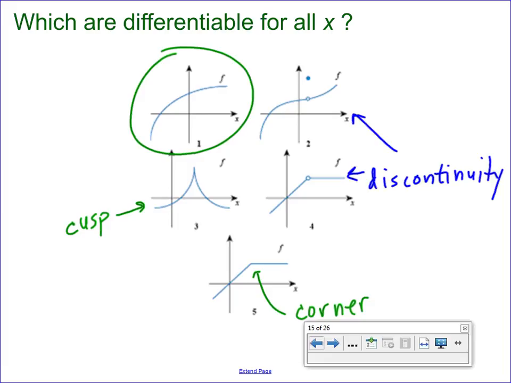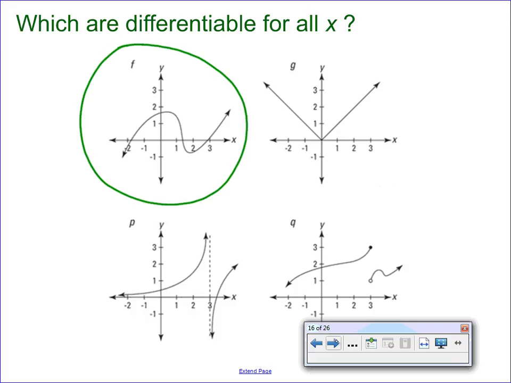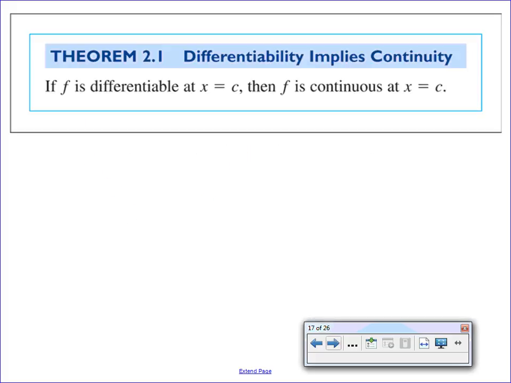And that's what made it not differentiable, right? For all x. Problems here: corner, discontinuity, right? An infinite discontinuity in this case, and a step discontinuity in that case. Great. All right. So if f is differentiable at x equals c, then it's automatically continuous at x equals c.